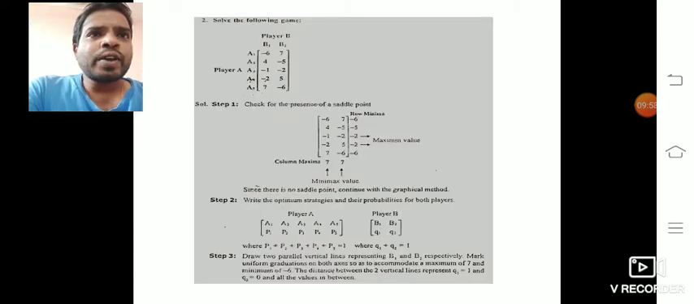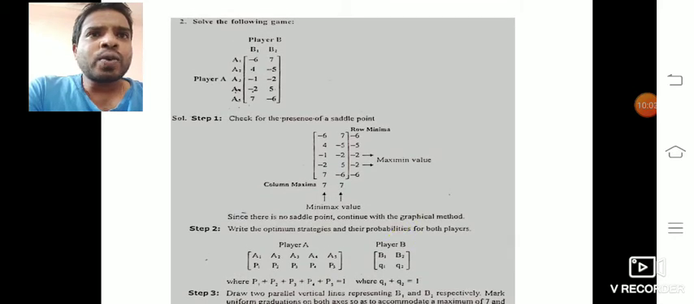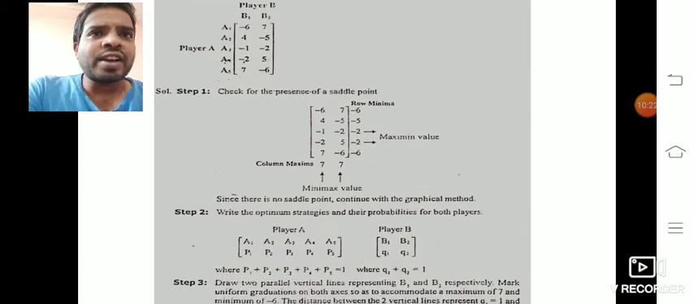Now we can go for the second problem here. Here also we have 5 strategies for the player A and 2 strategies for the player B. So this problem comes under the m into 2 matrix. Okay, more than 2 rows are there, so m into 2 columns are there. Now the first step is to find out whether a saddle point exists or not by finding the maximin value and the minimax value.